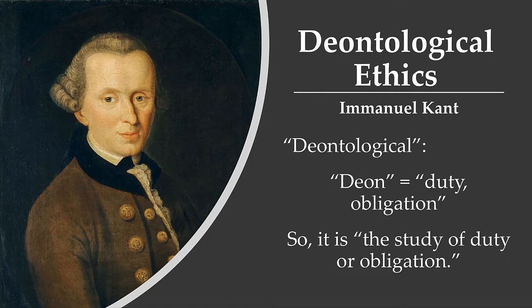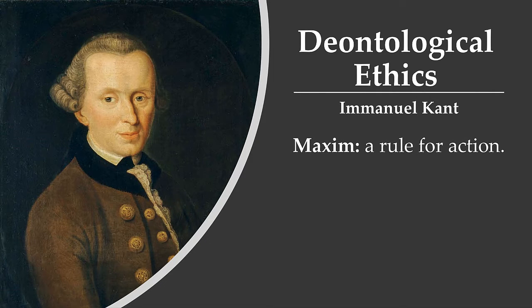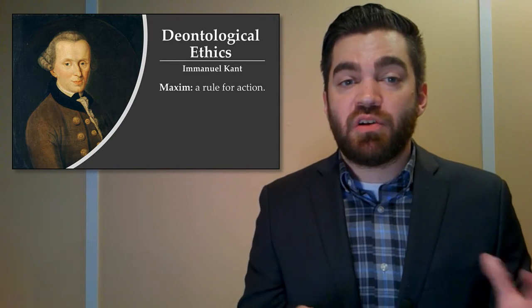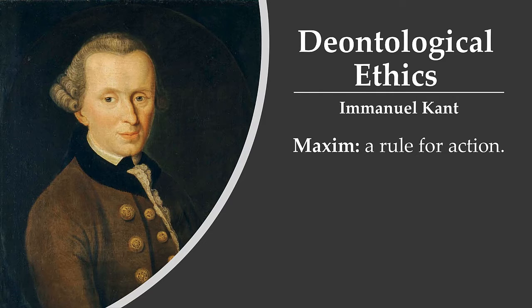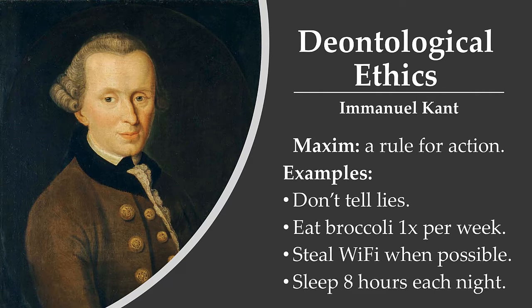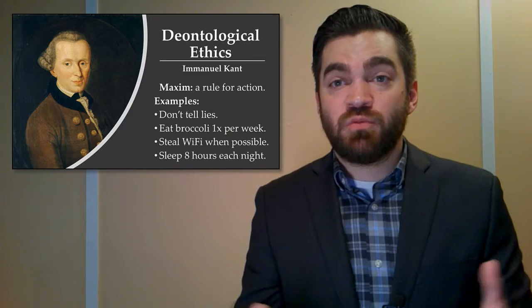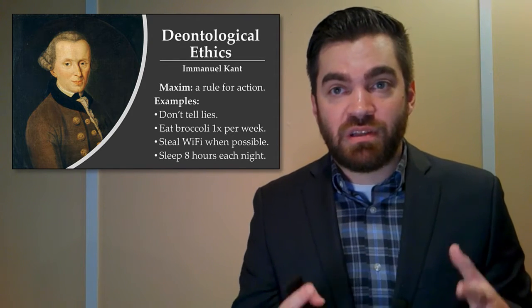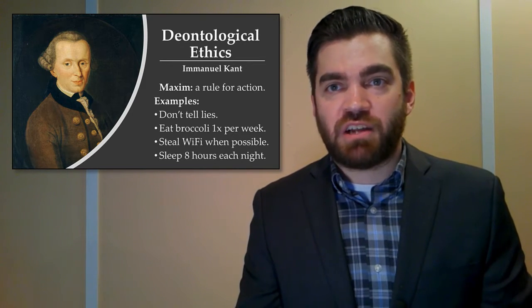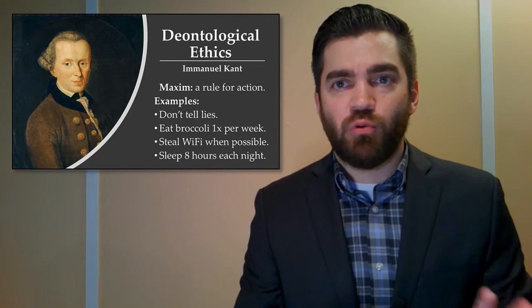Second, a key term for Kant is the word maxim. A maxim is just a rule for action. On the surface at least, it could be a good thing or a bad thing, but a maxim is just some rule that you might live by. So, for example, here are just a few maxims that you might live by. Don't tell lies, eat broccoli once a week, steal your neighbor's Wi-Fi whenever you can, sleep 8 hours each night, and so on. These are just rules that you could adopt, rules that you could live by, ways that you could structure your life. So a maxim is just a rule for action. We're not saying whether it's good or bad yet, it's just a general rule for action.